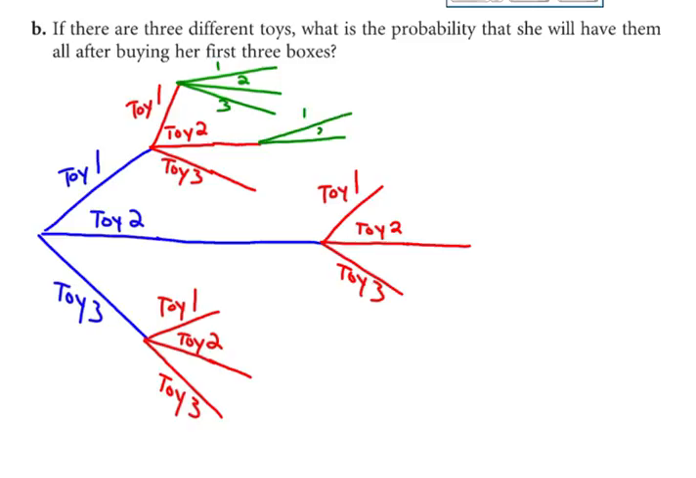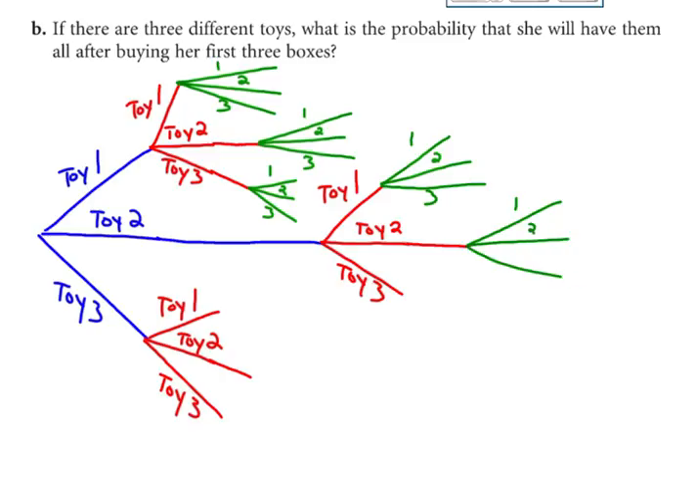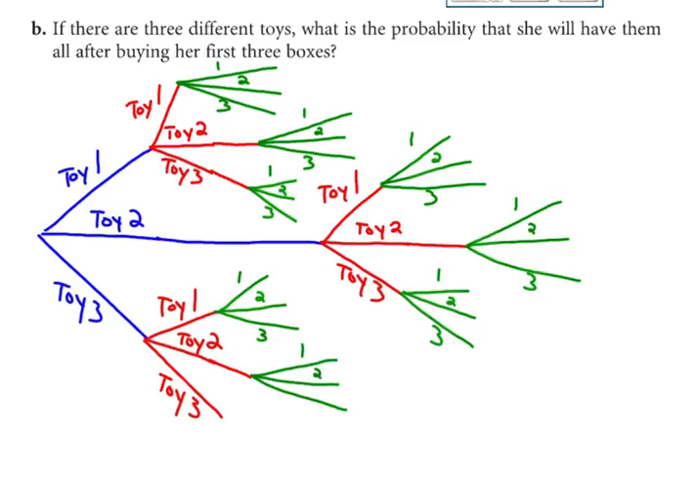Toy 1, toy 2, toy 3. Toy 1, toy 2, toy 3. Toy 1, toy 2, toy 3. Toy 1, toy 2, toy 3. Toy 1, toy 2, toy 3. Toy 1, toy 2, toy 3. Toy 1, toy 2, toy 3. And toy 1, toy 2, and toy 3.